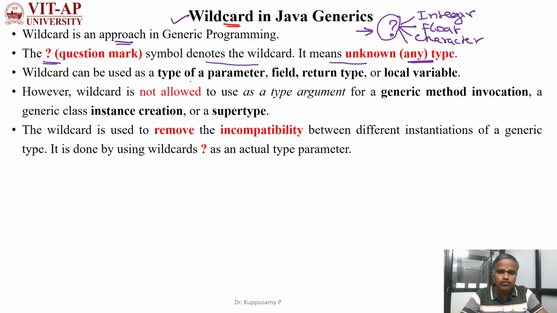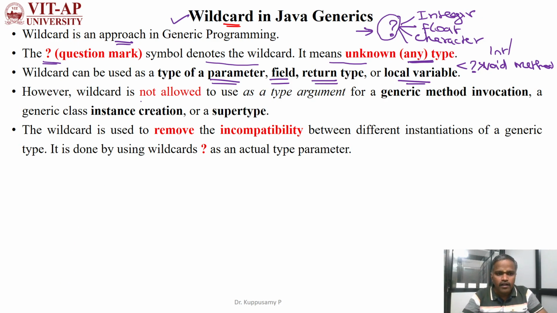Wildcard can be used to define the parameter type or a field, that means variables, and the return type in place of void method, right? So here if you want to use the type parameter in this place, we can use it, or integer and float, like that. And also we can use the type parameter when we are declaring local variables inside the method.